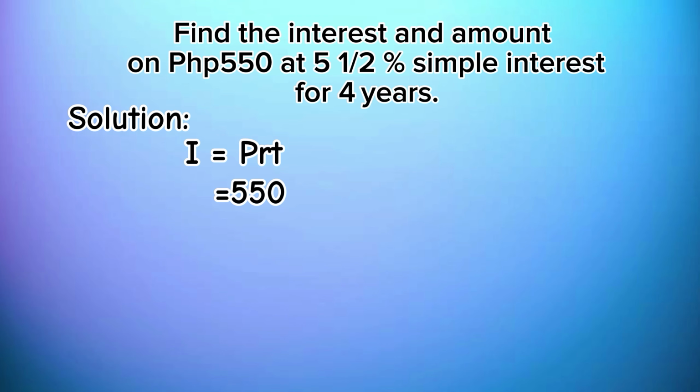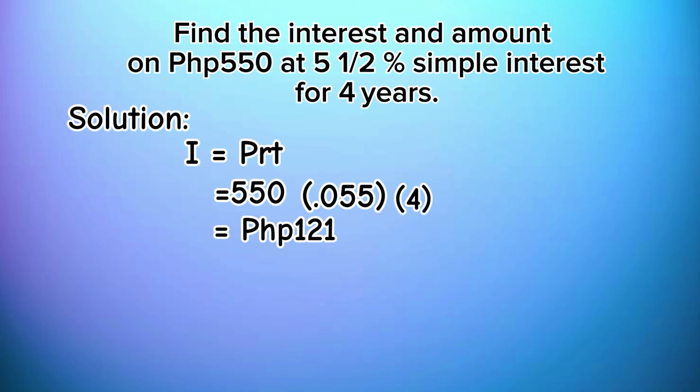I is equal to 550, which is our principal. The rate is 5 and 1/2%, then you must divide 1 and 2. After you divide, add the 5, so the result is 0.055. Our time is 4 years, so let's multiply 550 times 0.055 times 4. So the result is 121. Let's proceed to final amount.